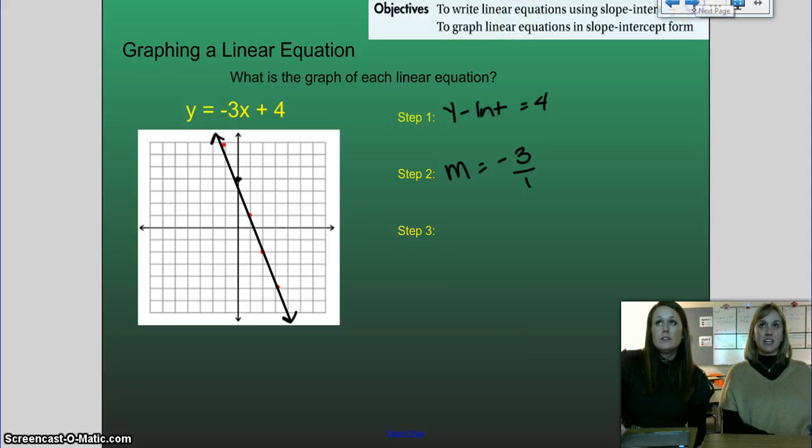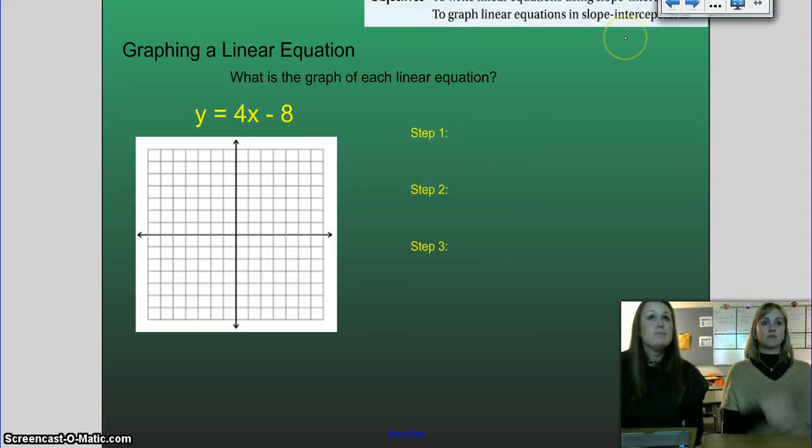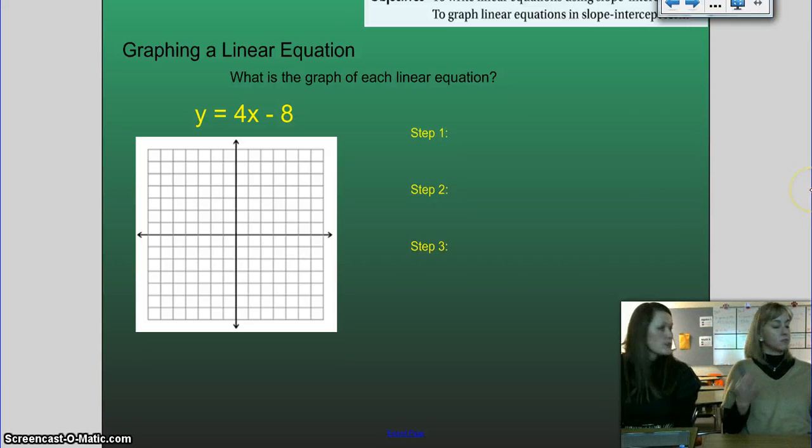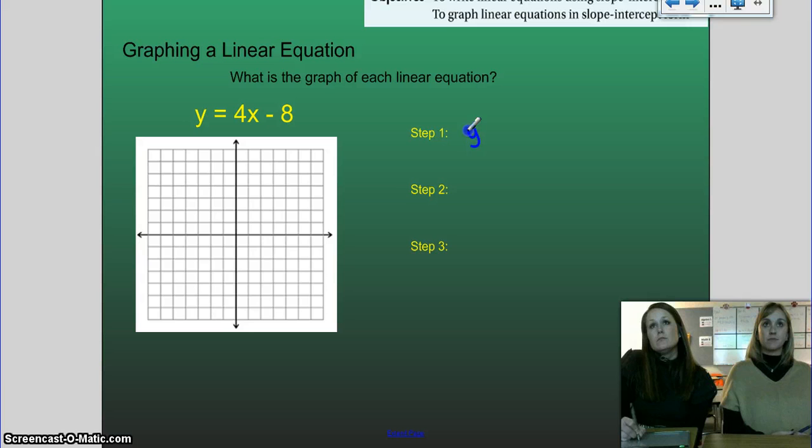Okay. So the next one is, whoops, I went 2. All right, same thing. We're doing the same thing again. Step 1 was to plot my y-intercept. So -8. So I'm going to go down 8. So you're on the origin. Down 8. 1, 2, 3, 4, 5, 6, 7.